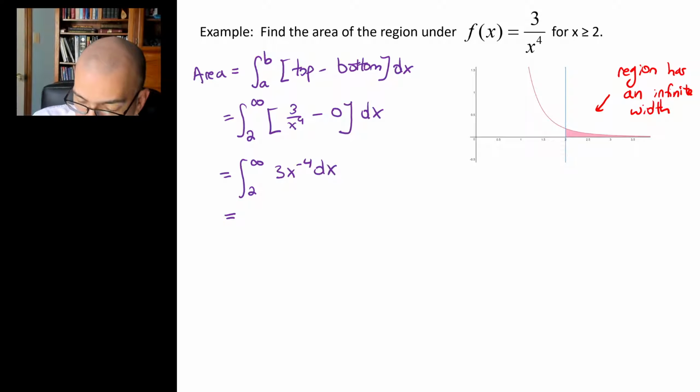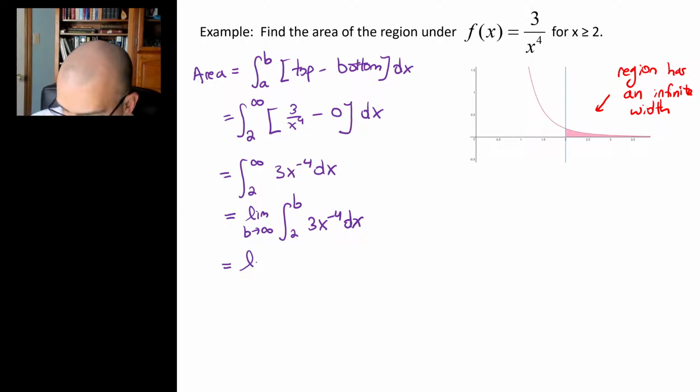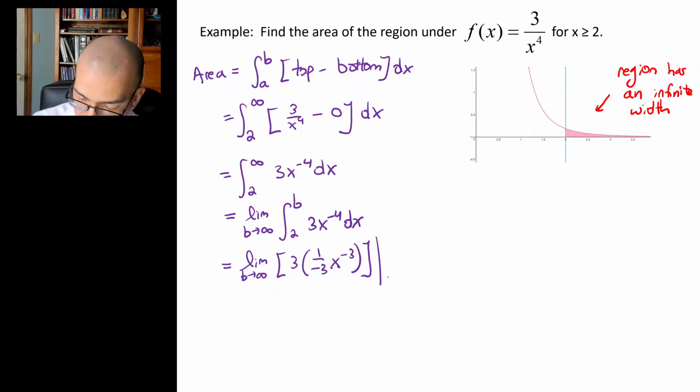And I'm also going to be formal about this, take the limit as b approaches infinity, integral from 2 to b of 3x to the power of negative 4. Let's see what happens. Antiderivative of 3x to the power of negative 4, we're going to have 3 times 1 over negative 3, x to the power of negative 3. The power goes up by 1, and we divide by the new power. And this is evaluated from 2 to b.